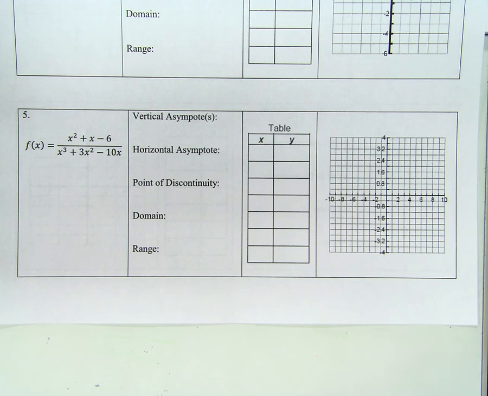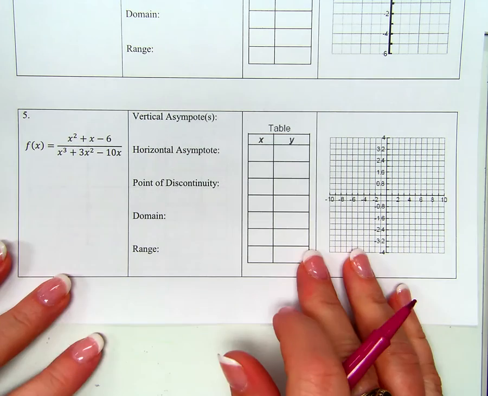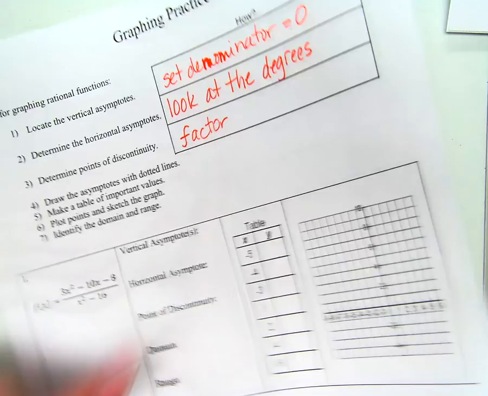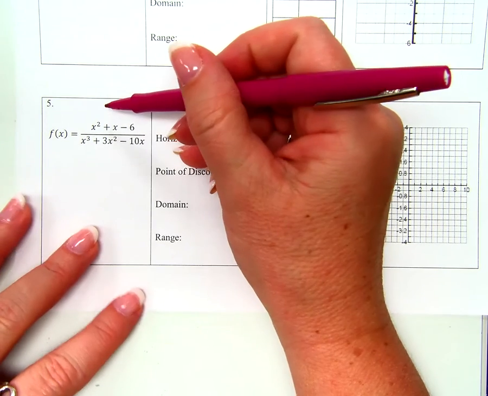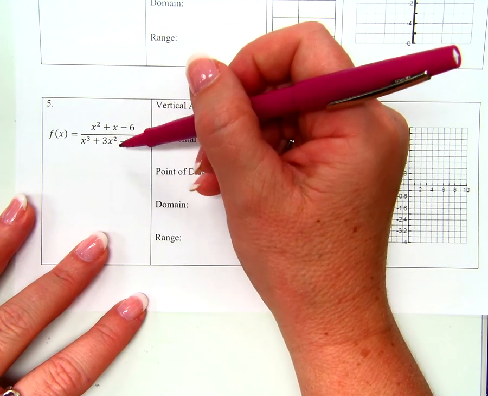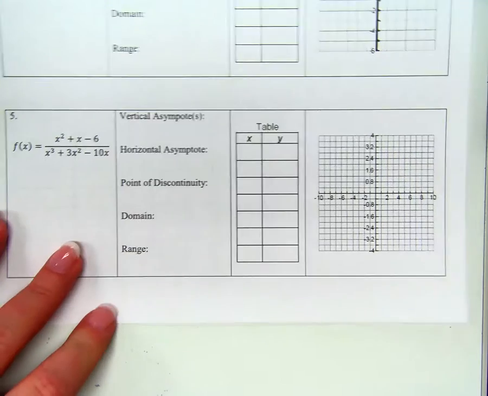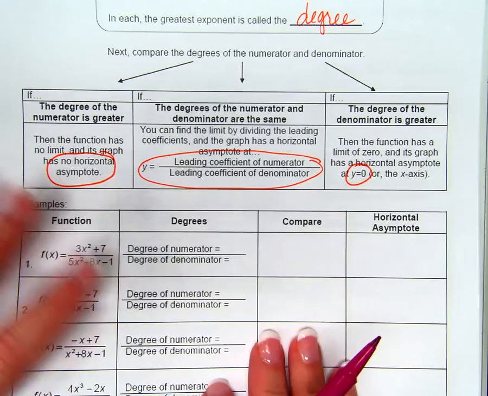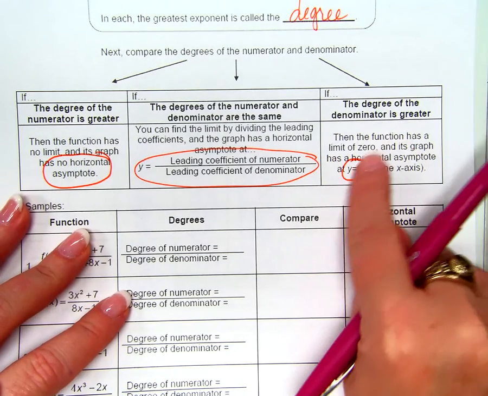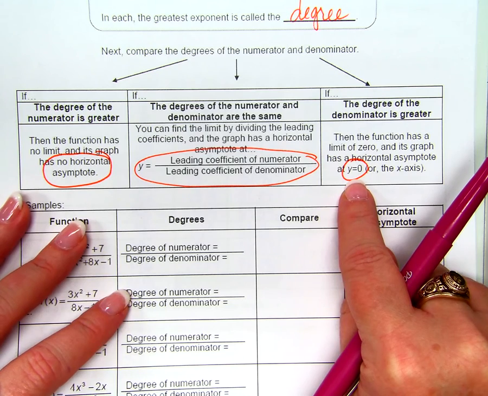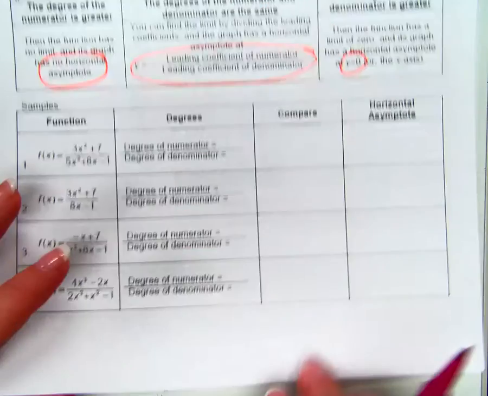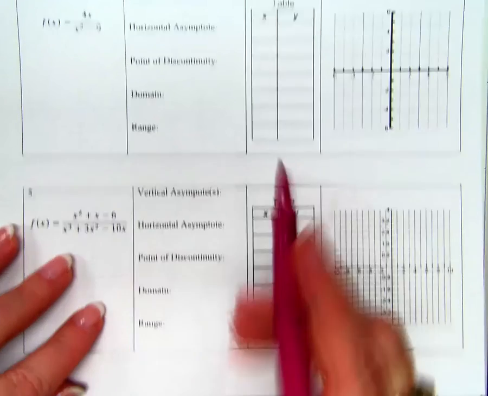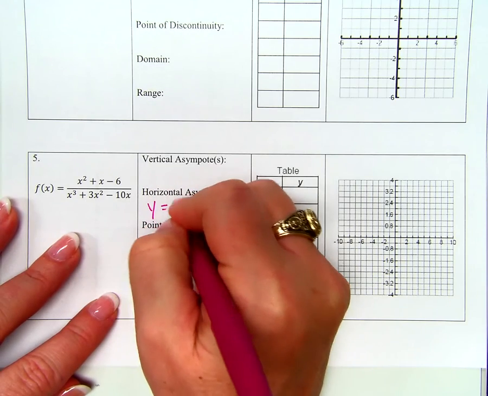If we're doing horizontal asymptotes first, what do we need to do? Yeah, just reminding ourselves we're looking at the degree, right, for horizontal asymptotes. So what's the degree of the numerator? 2. What's the degree of the denominator? 3. According to our chart, which one is greater? The denominator is greater. If the denominator is greater, does it have a horizontal asymptote? Yes, and where is it? Y equals 0. Very good. Okay, so we have a horizontal asymptote at y equals 0.